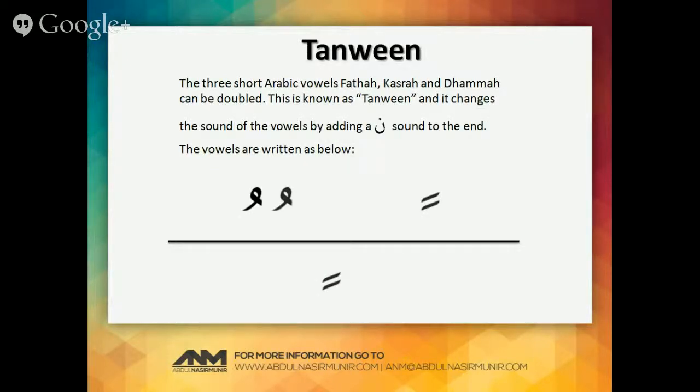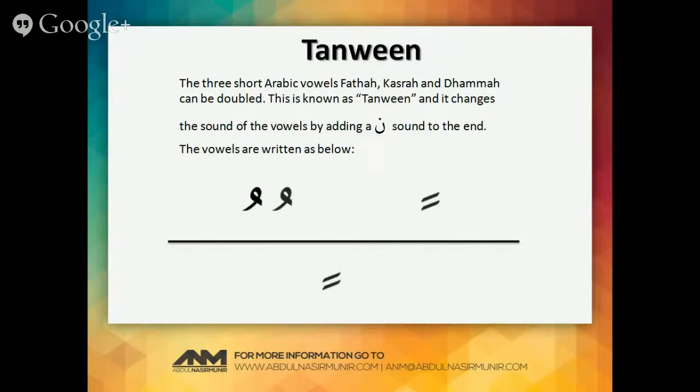Okay, so Tanween. As we know, we've already seen the three short vowels, Fatha, Kasra and Dhamma. These three short Arabic vowels, which we have covered before, can be doubled, so we can write them twice. This is known as Tanween, and it changes the sound of the vowels by adding a noon sound to the end.